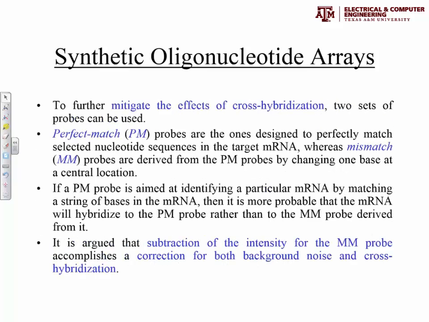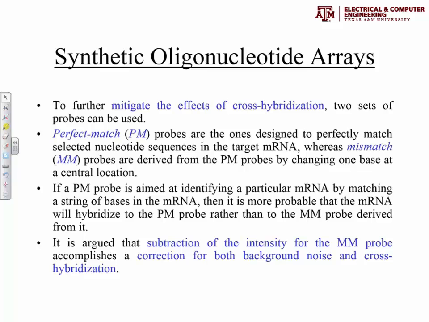Now, to further mitigate the effects of cross hybridization, you could also use two sets of probes. One of them is called a perfect match probe, or PM probe. These are the ones designed to perfectly match selected nucleotide sequences in the target mRNA. Whereas you could also have mismatch probes, where you go and change one of the nucleotides. So mismatch probes are derived from the perfect match probes by changing one base at a central location. If a perfect match probe is aimed at identifying a particular messenger RNA by matching a string of bases in the messenger RNA, then it is more probable that the mRNA will hybridize to the perfect match probe rather than to the mismatch probe derived from it.